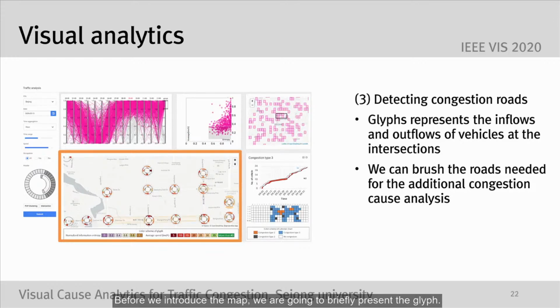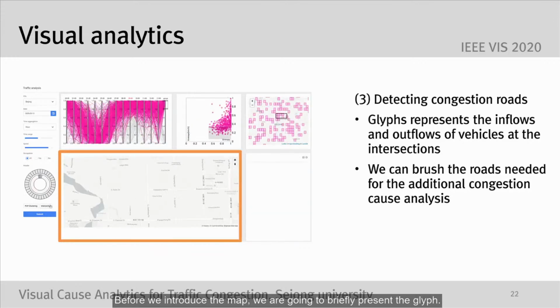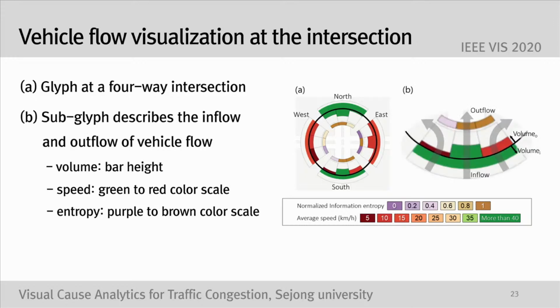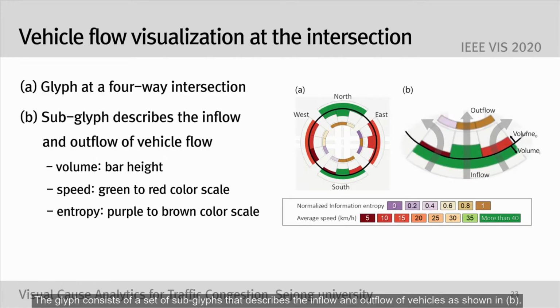Before we introduce the map, we are going to briefly present the glyph. Figure A shows an example of our glyph at a four-way intersection. The glyph represents the 3 types of information, including traffic volume, average speed, and flow entropy. The glyph consists of a set of sub-glyphs that describes the inflow and outflow of vehicles as shown in B.